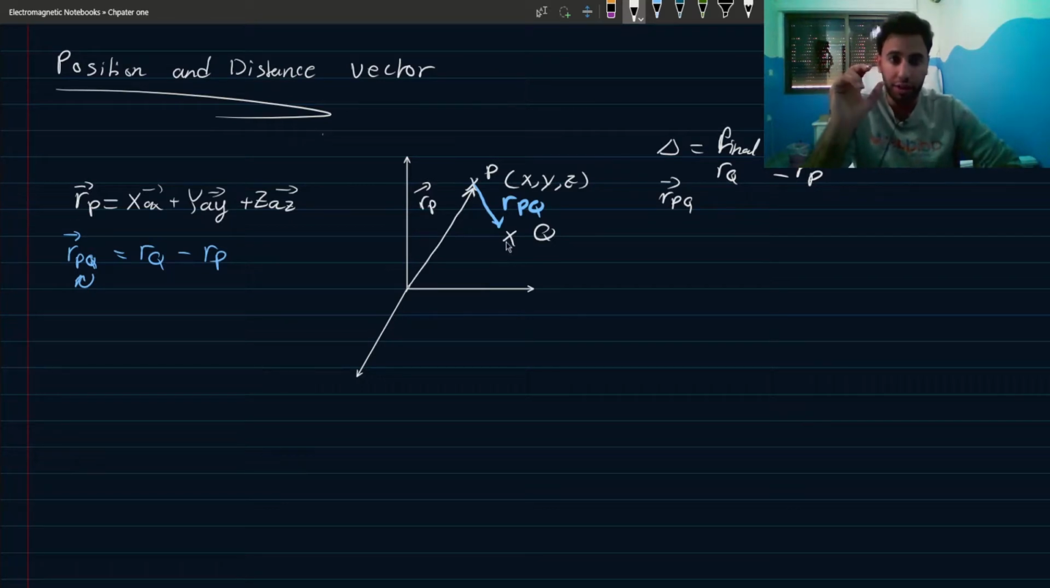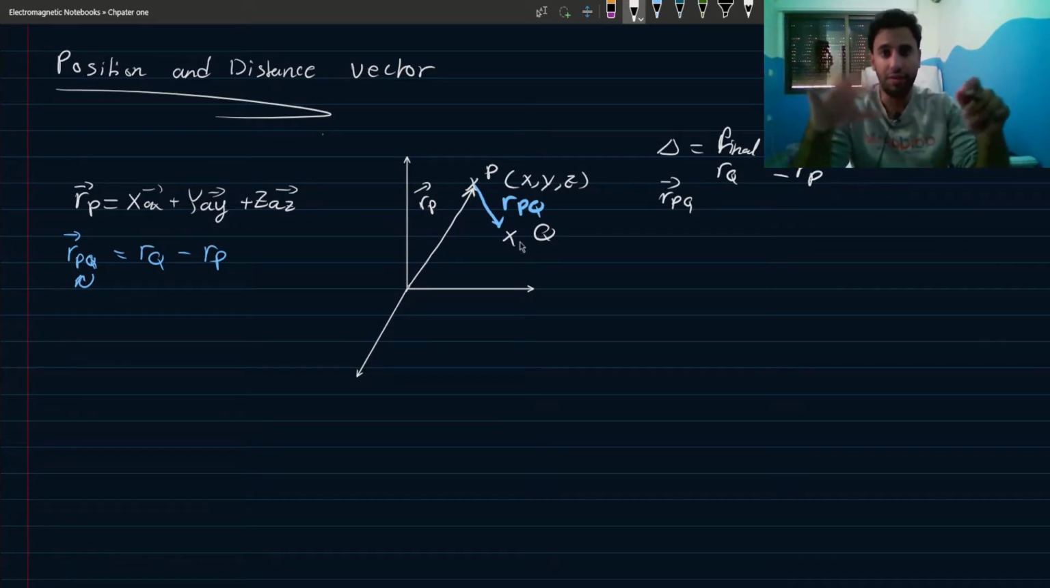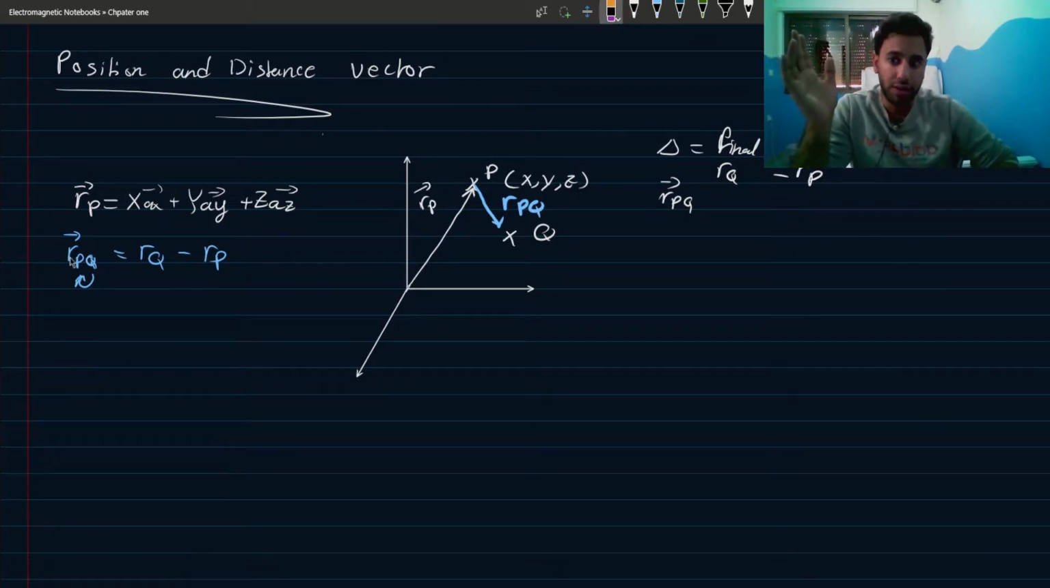If you did RP minus RQ, you would get the same answer but in the opposite direction, which will be the negative of that answer. And that will be wrong in this case, because in here, the negatives are important.